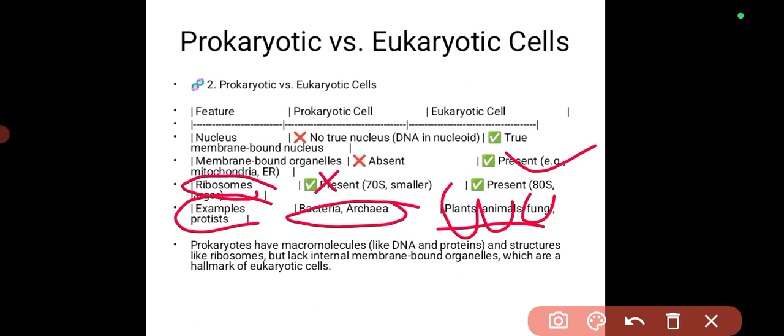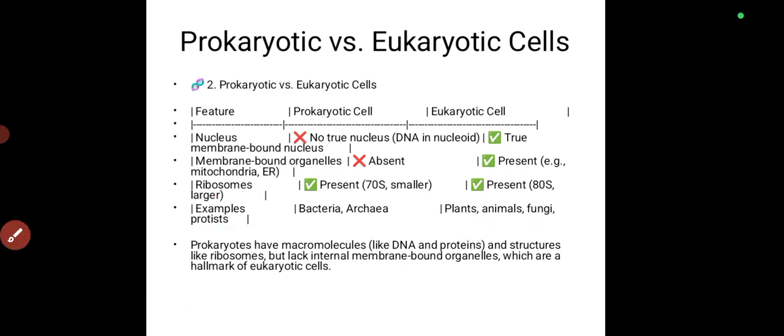The prokaryotes have macromolecules like DNA and proteins and structures like ribosomes, but lack internal membrane-bound organelles, which are the hallmark of the eukaryotic cell.